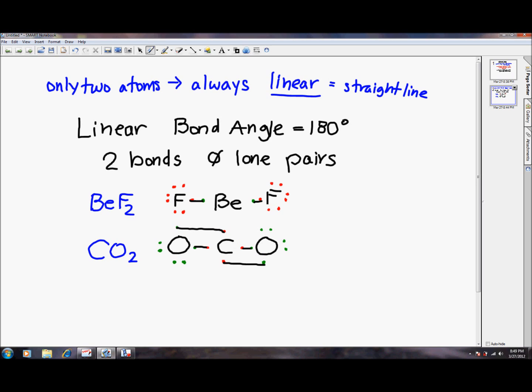So essentially, if we look at this, this carbon is double bonded to this O and double bonded to this O. Now, in VSEPR theory, this is an important note for yourself. Note.